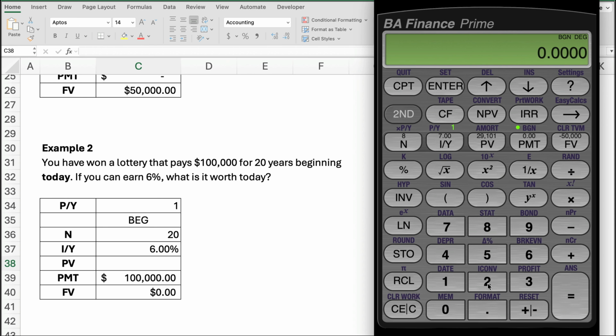So now we just enter 20 as N, 6% as our interest rate, 100,000 is our payment, and 0 is our future value. So we want to enter all 4 and then solve, compute present value, and we get 1,215,000. Now this is negative because I put the payment in as positive.